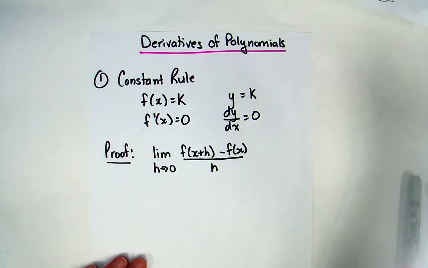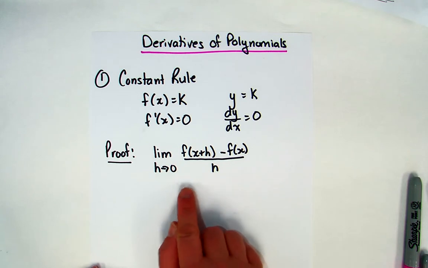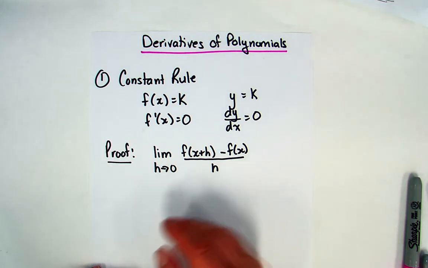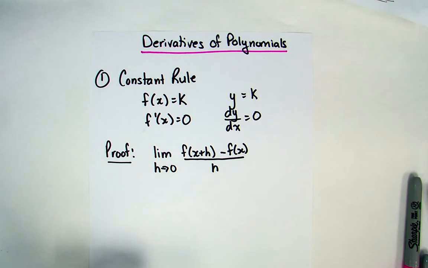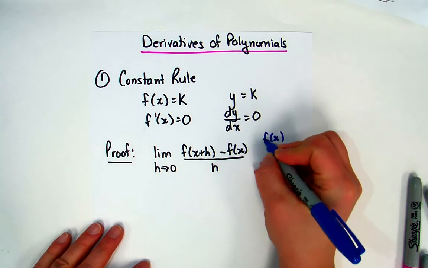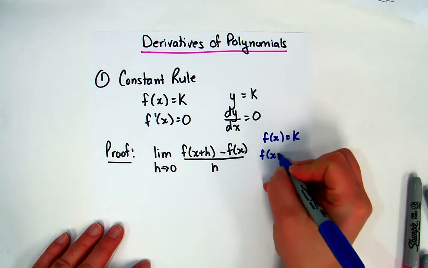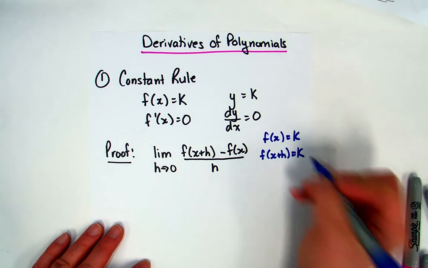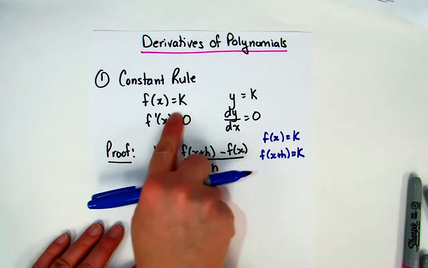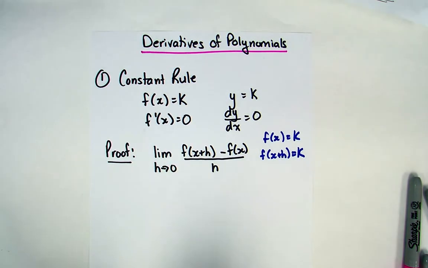So I'm going to do the proof to show why this works. So I'm going to go back to my limit because all the derivative rules are based on using limits. It just becomes a shortcut or a way to go around using the limits if things behave the same. So in this case, I'm dealing with the function f at x equals k. Well, because it's a constant, f at x plus h will also equal k, because a constant function means no matter what you sub in for x, the answer is always k.